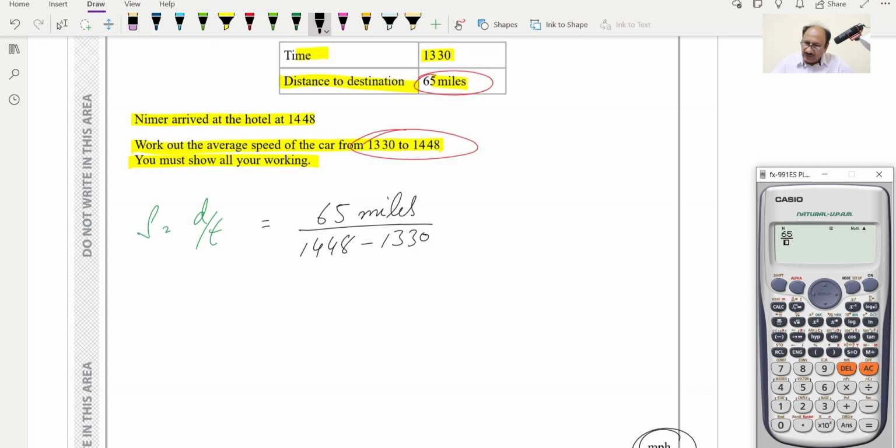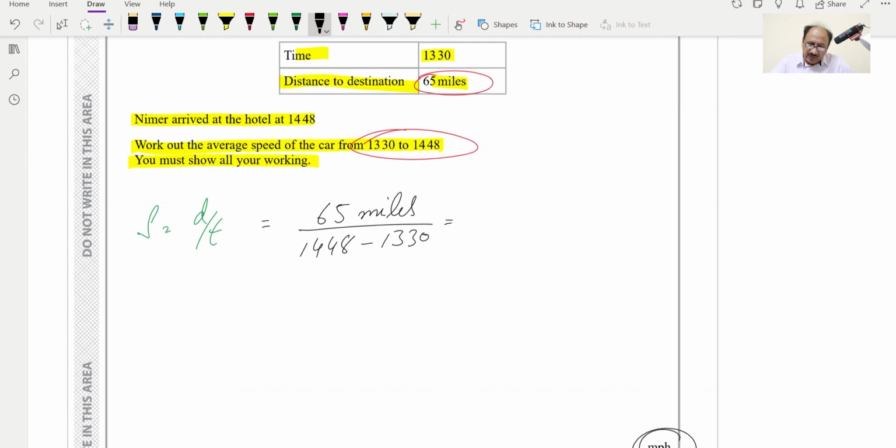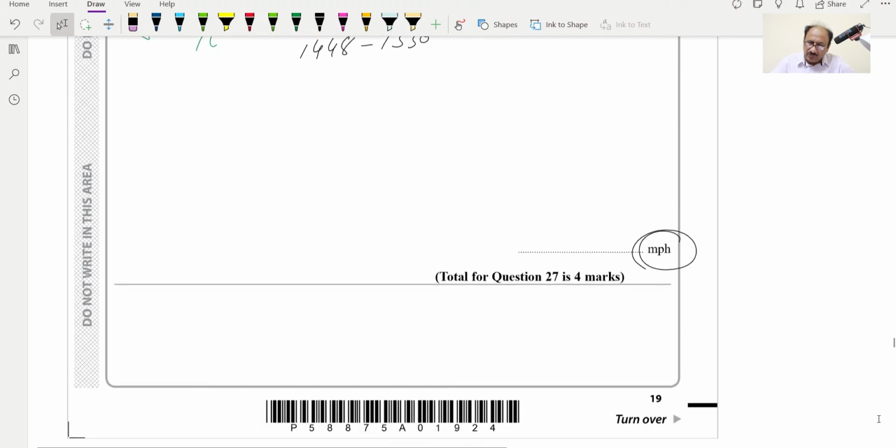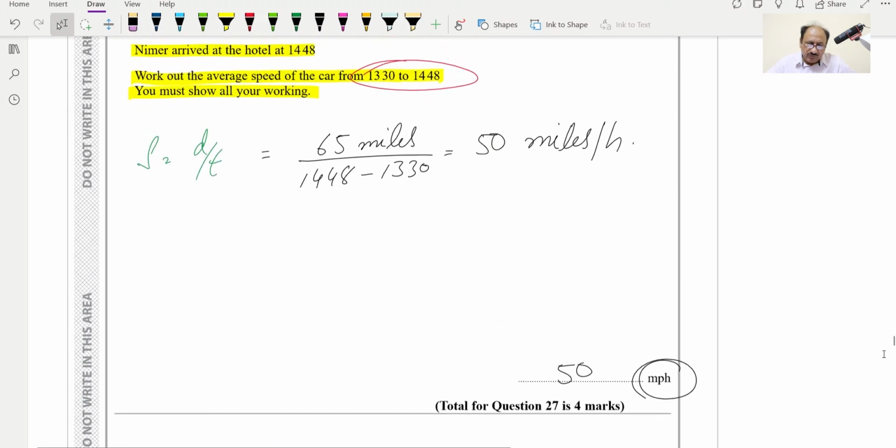65 we will write like this, and time we will be writing 14 hours and 48 minutes minus 13 hours and 30 minutes, like this, by using the time button. And this will provide us 50. Directly we got the answer 50 miles per hour. We can write like this one, miles per hour. Over here also we can write 50 miles per hour. This was a 4 mark question.